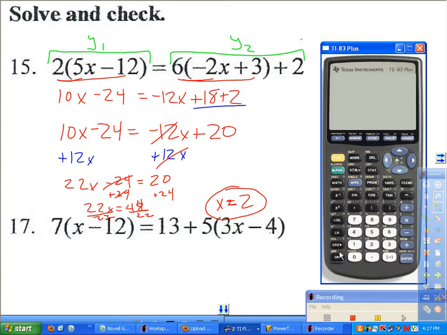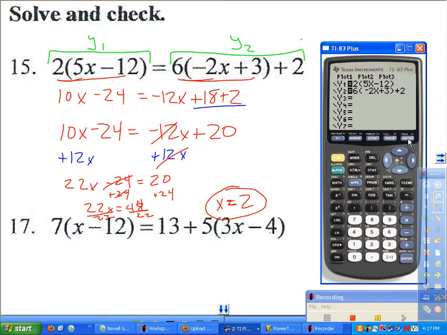So turn your calculator on, hit the y equals button, and then type the left-hand side exactly as it appears into y1. 2 times, open parentheses, 5x minus 12, close parentheses. Go down to y2, enter the right-hand side: 6, open parentheses, negative 2x plus 3, close parentheses, plus 2.